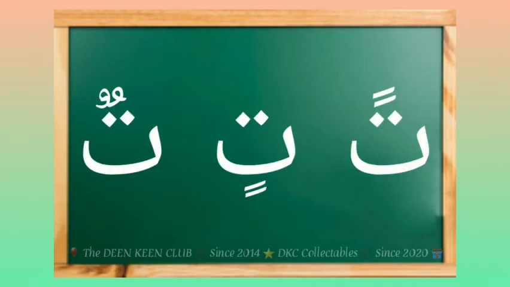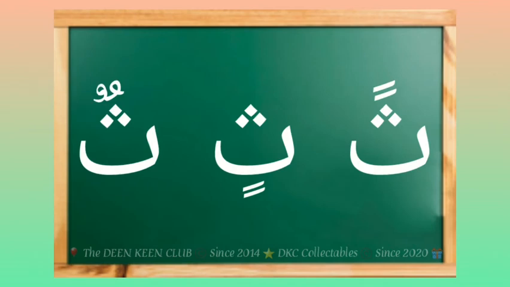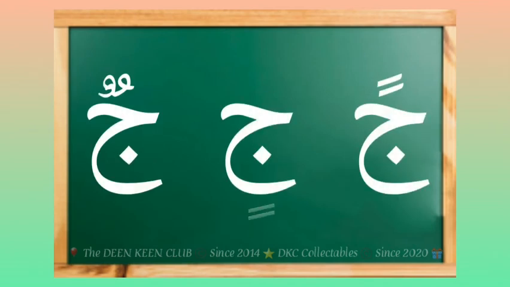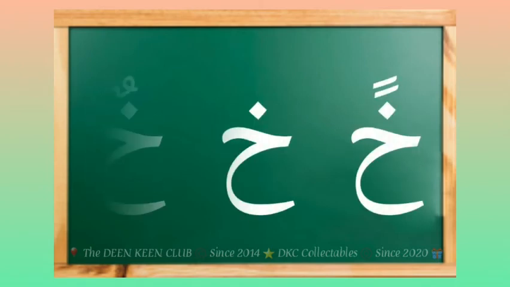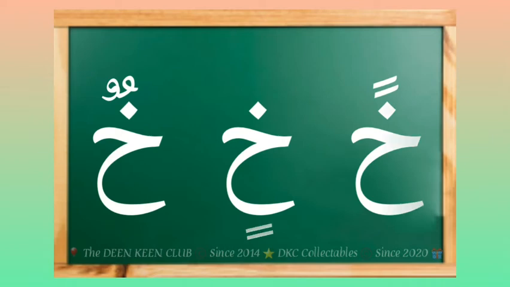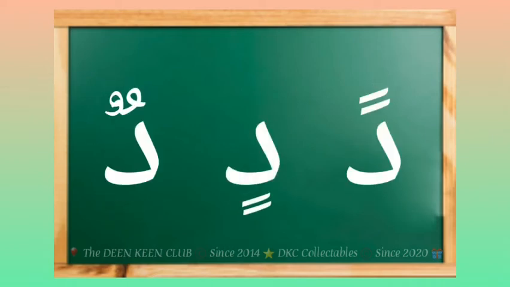Ta, ten, tin, dun. Thaa, then, thin, thun. Jeem, jen, jin, jun. Ha, han, hin, hun. Khaa, khon, khin, khun. Daal, den, din, dun.